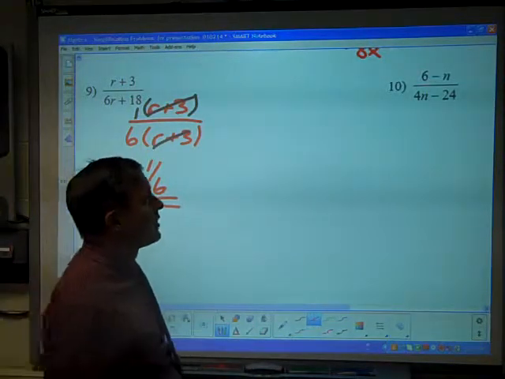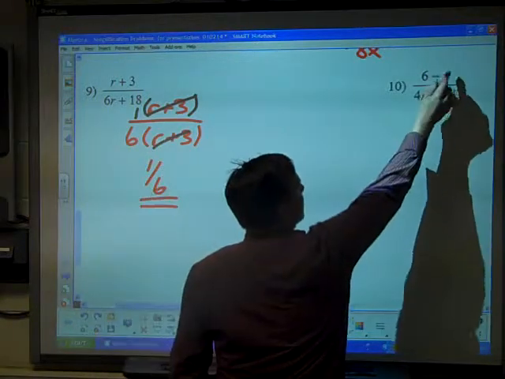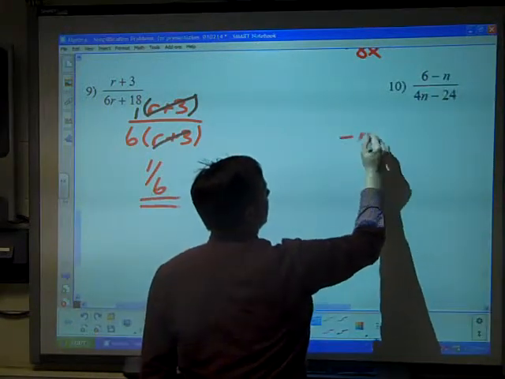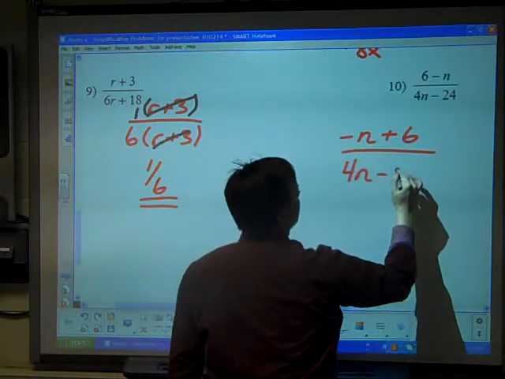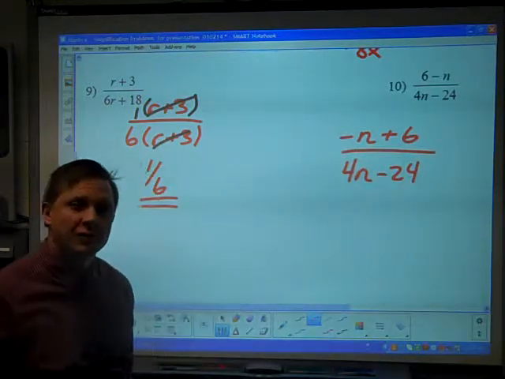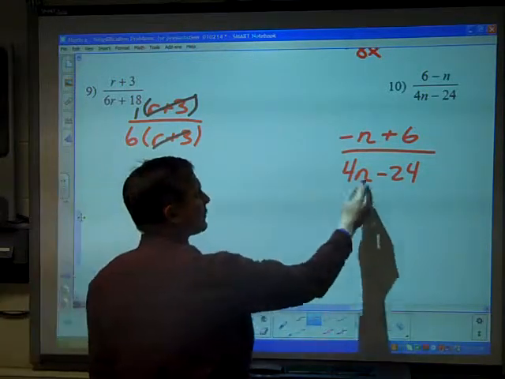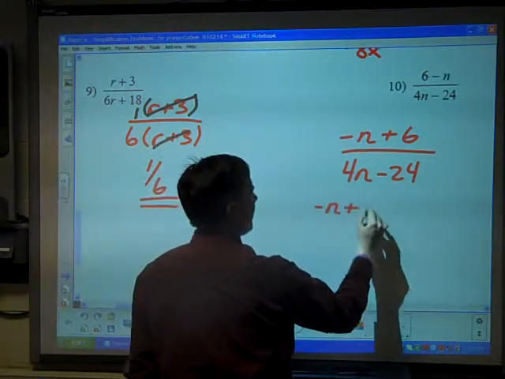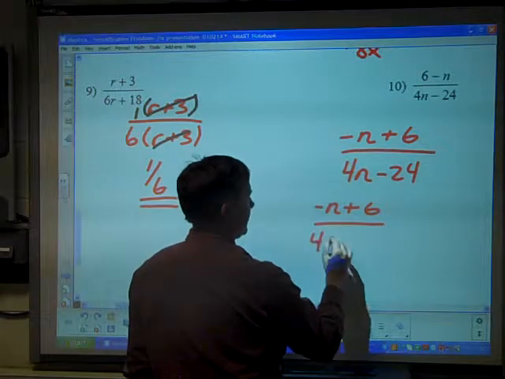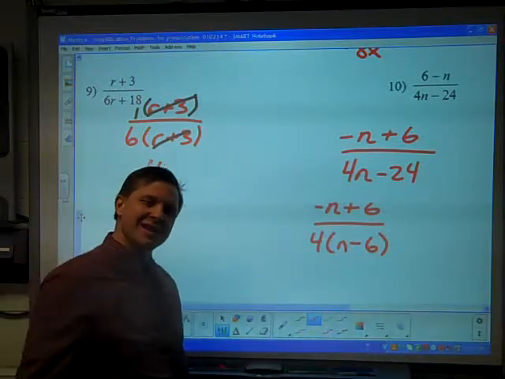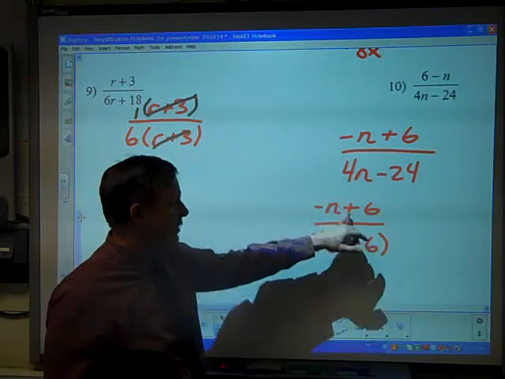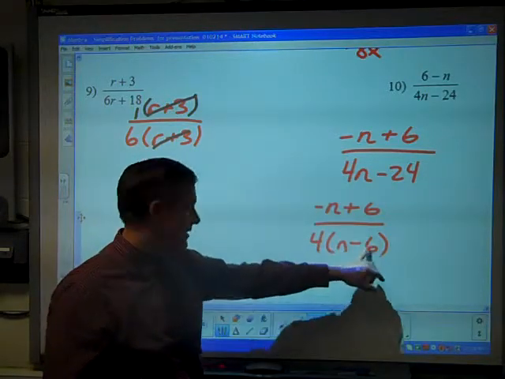Problem 10. Again, it's differences, all right? So you have to factor. I always write with the variable first. So I'm going to rewrite 10 like this first. And you should want to too. Because you're not going to be able to simplify this one unless you do this. You see the 4. So you take that. And right now, nothing is exactly the same. Negative n plus 6 is not the same as n minus 6.